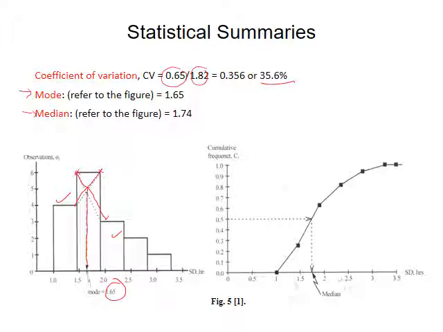For the median, we plot the cumulative frequency from the data in the table on the previous slide. This is 50% as you can see here. So this on the x-axis is the median. The median and the mode are taken from the x-axis as you can see here.